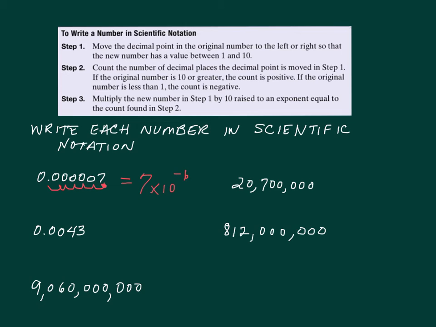So we know we're going to move it 1, 2, 3, 4, 5, 6, 7 places to make it a number between 1 and 10. So that gives us 2.07 times 10 to the what? We counted 7 places. 10 to the 7th.